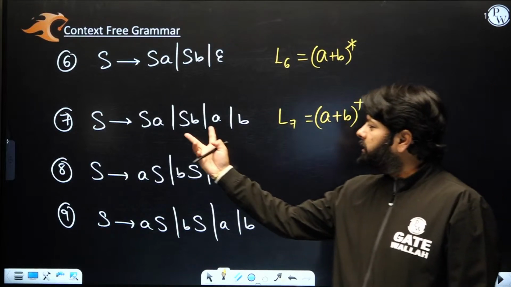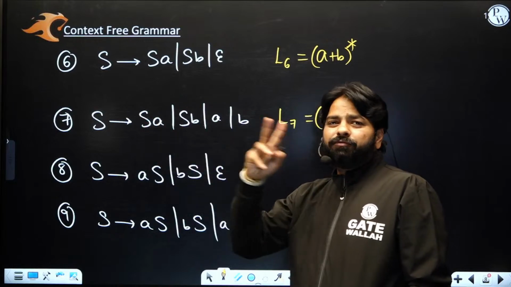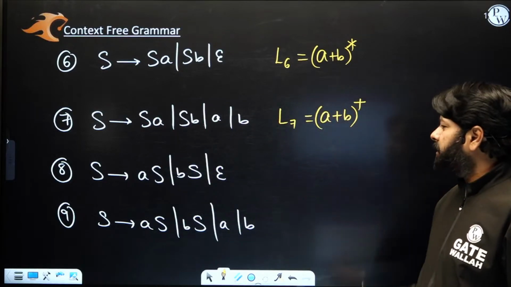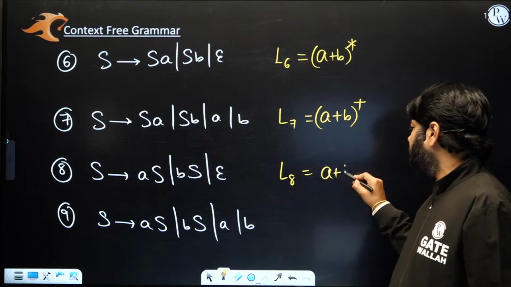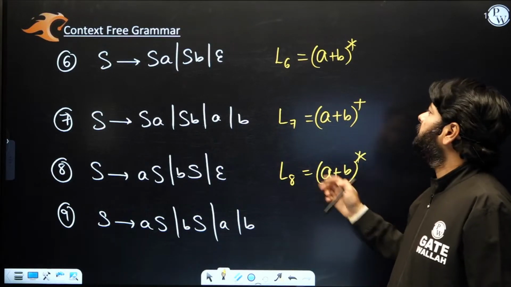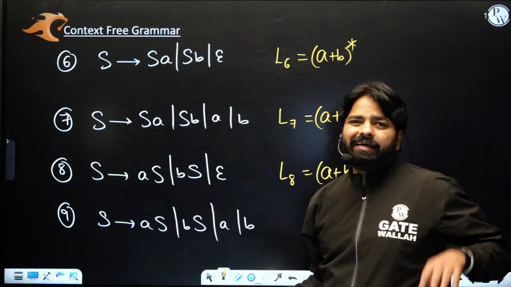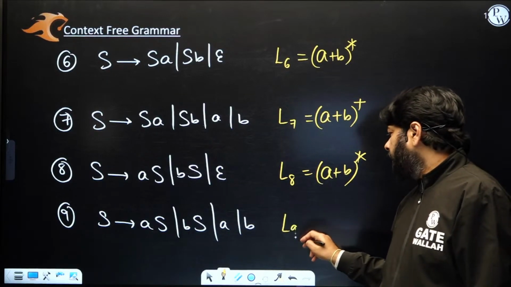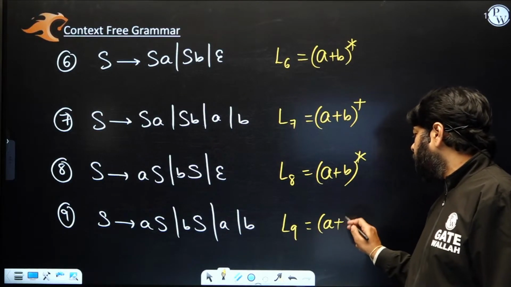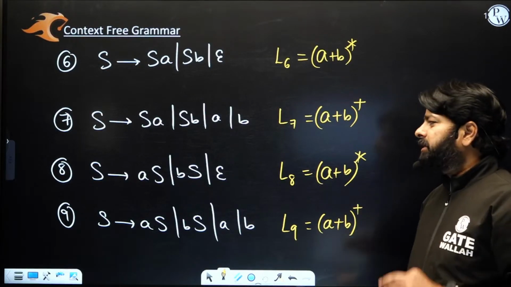Whenever you see this one, it will give you (A plus B) whole star, but A or B comes before it. That's why it's (A plus B) whole plus. Now this eighth language is again (A plus B) whole star. It means L6 and L8 are the same because the 6th and 8th grammars are equivalent. And L9 is (A plus B) whole plus.